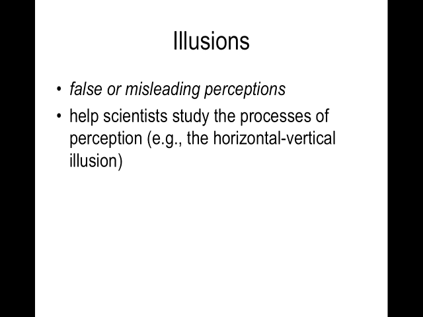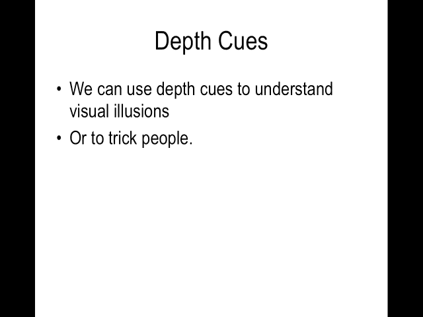So we're going to get into the vertical horizontal illusion, or as it's better known, the Mueller-Lyer. We're going to do a couple different types, and they'll have examples of each type. We can use depth cues, that's the linear perspective stuff, to understand visual illusions or really to trick people. So let me give you some fun examples here.